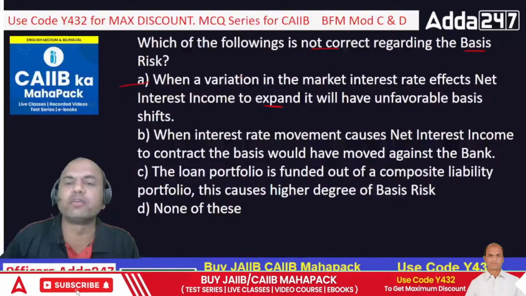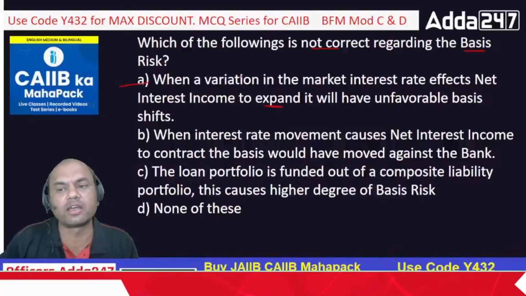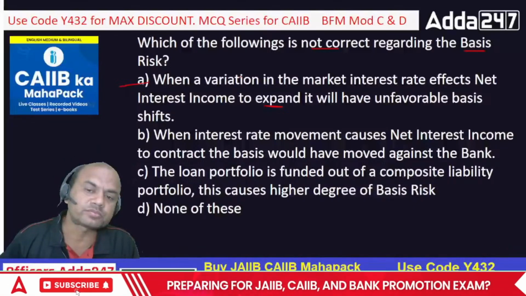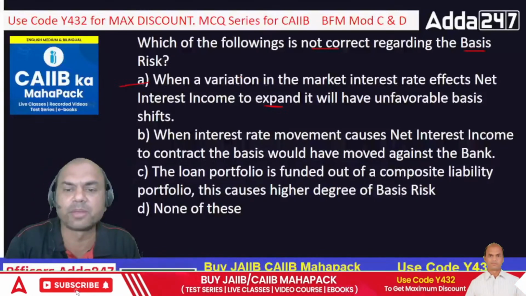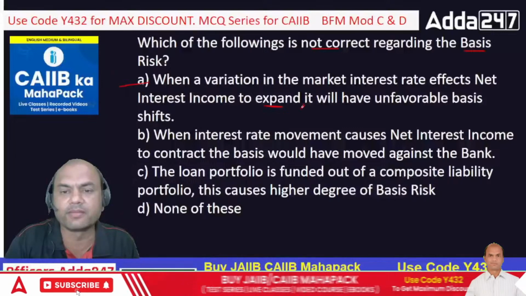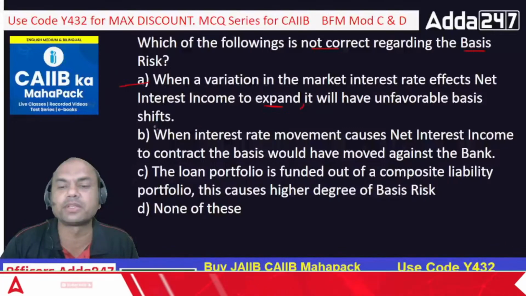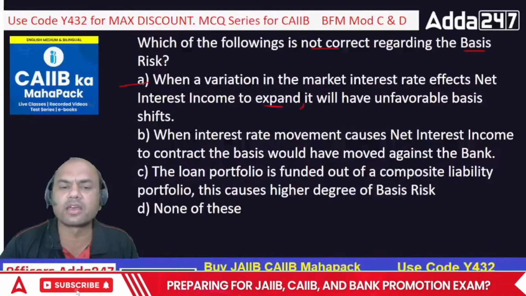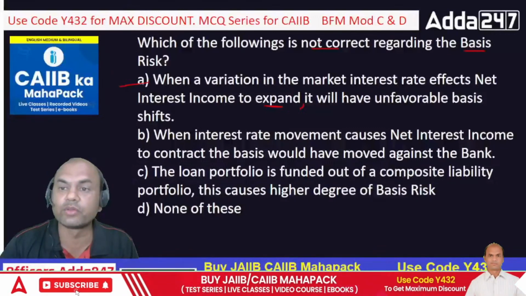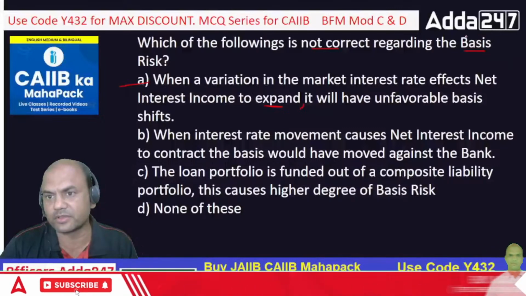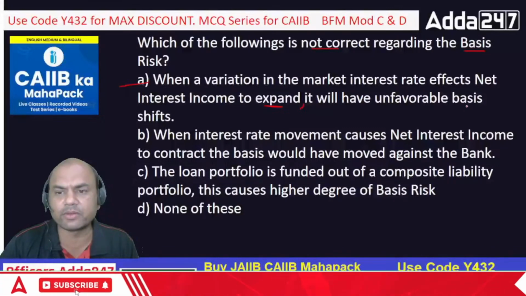So, when a variation in the market interest rate affects net interest income, to expand it, it will have unfavorable basis shift. So, it gives an expansion. So, is this correct? We want not correct for basis risk. So, it will have unfavorable position.